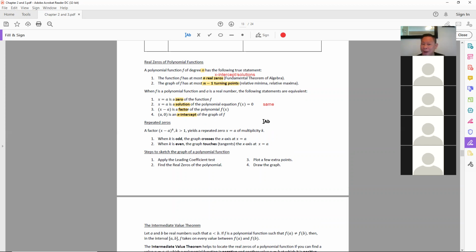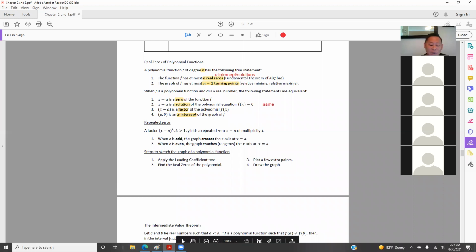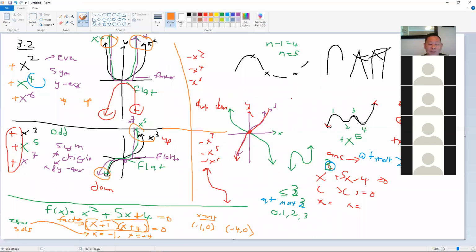So the way that you write your answer matters. If I want a factor form and you give me just -1 and -4, they will mark you wrong. Same thing with x-intercept. If you give me -4, they mark you wrong. They want it in this form or that form. So just be aware of it. That's what I'm going to point out to you.